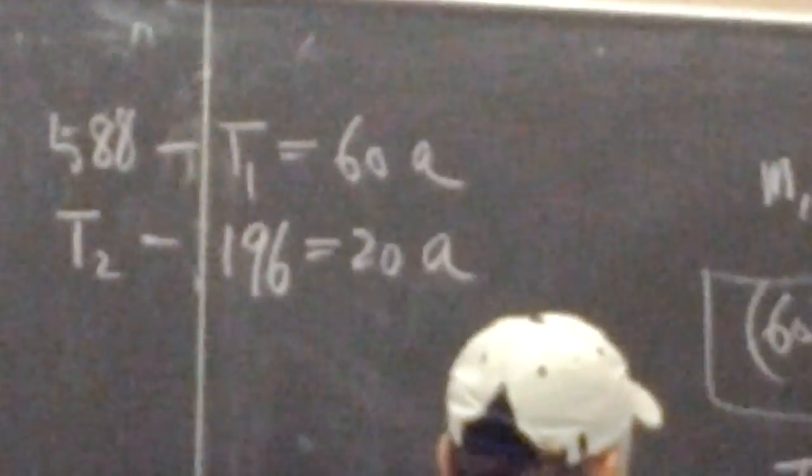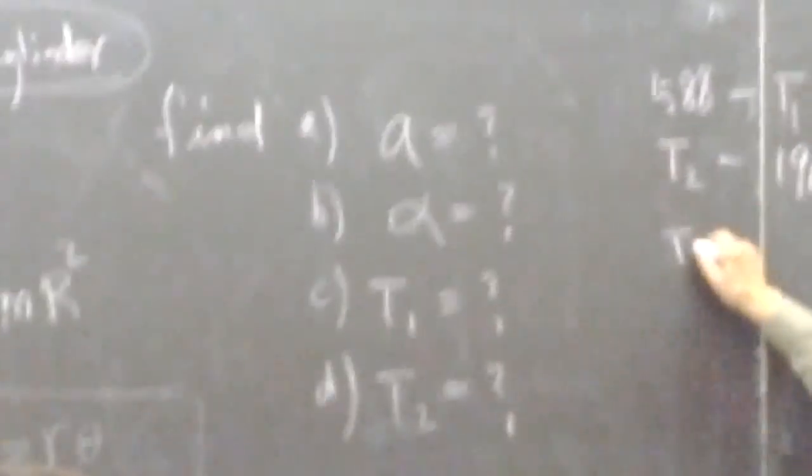60 times 9.8. 9.8 times 60. And that's 588. 588 minus T1 is equal to 60A. Alright, second one: 2 times 9.8 is 19.6, times 10, that's 196. Okay. And the third equation is T1, 28 minus T2 is equal to 1/2 MA.